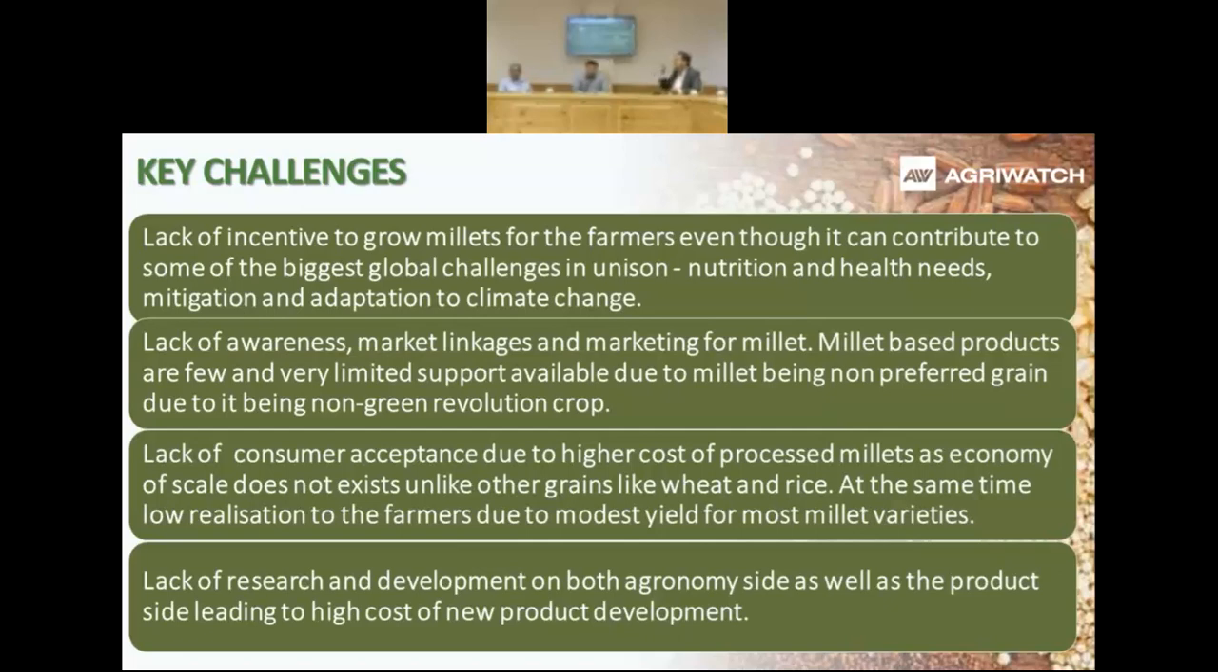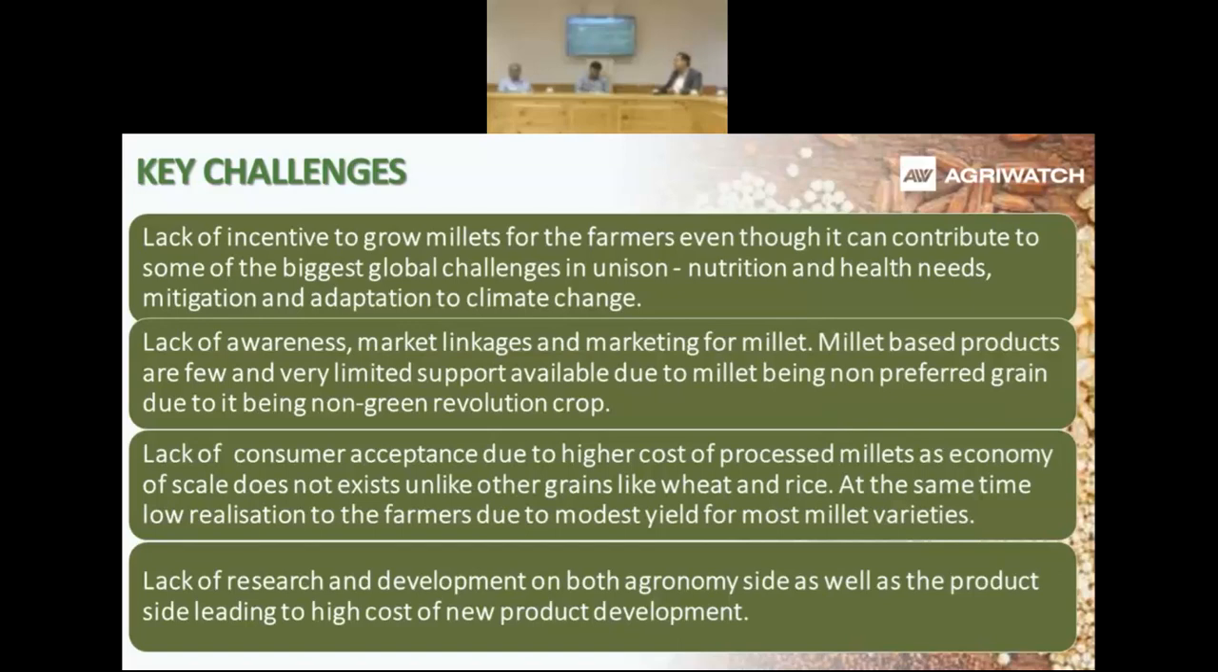So generally people don't eat bajra, but they would like to have, for example, cookies made of one millet. Now, having just a few tons of cookies made is a big cost. Well, I have wheat-based cookies, which would be in multiple million metric tons. So the economies of scale are not there. So we have to find ways to support getting economy of scale in this market, and there is a lack of research and development on both the agronomy side as well as the product side, leading to high cost of new product development.